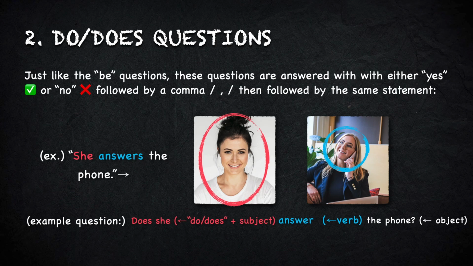To answer this question is very simple. We would say, yes, she does. If we want to say no instead, we would say, no, she doesn't, which is a contracted form of the words does and not.